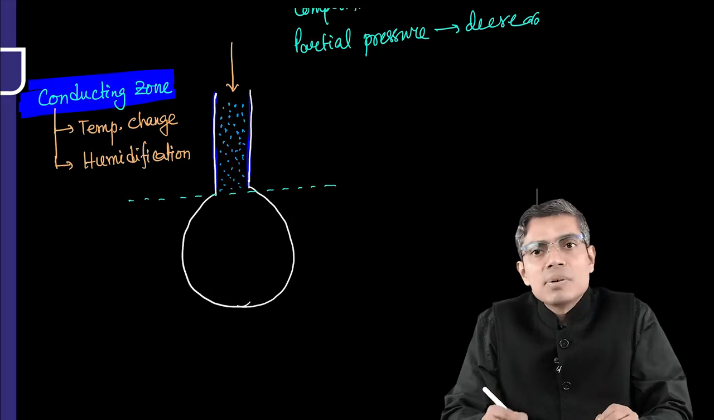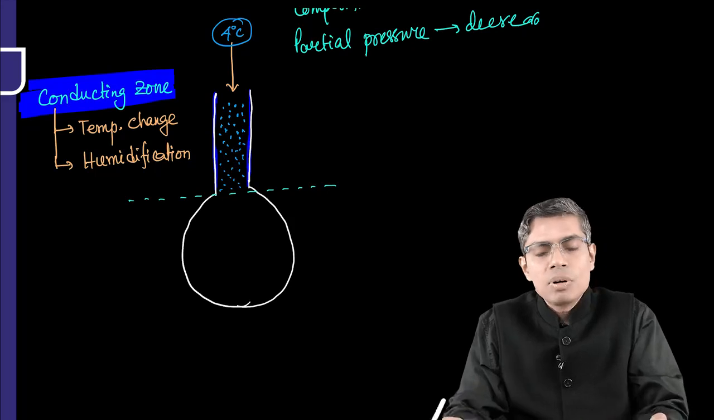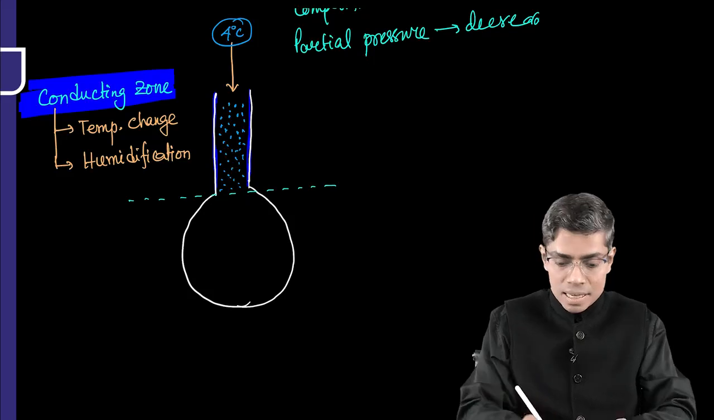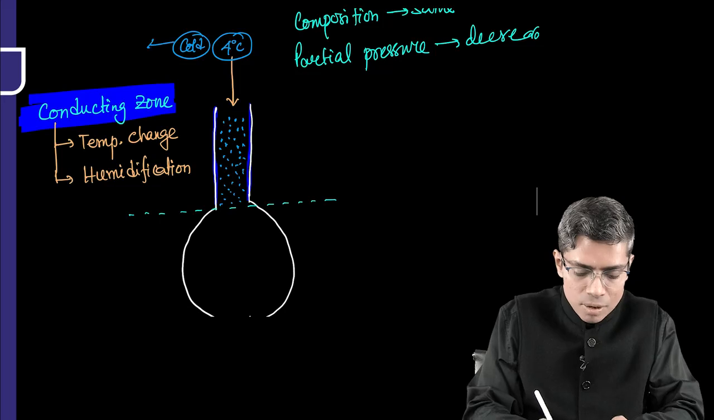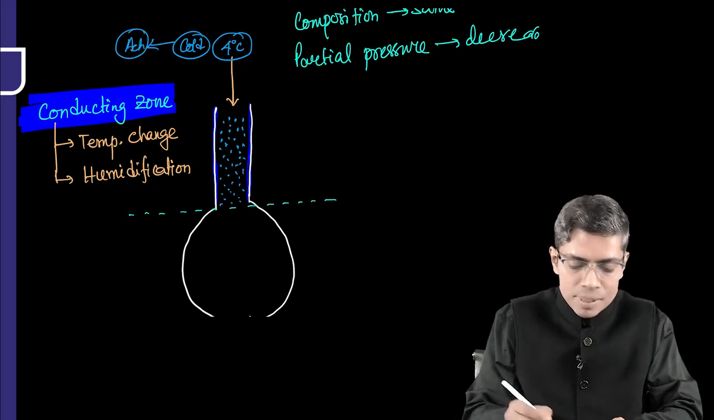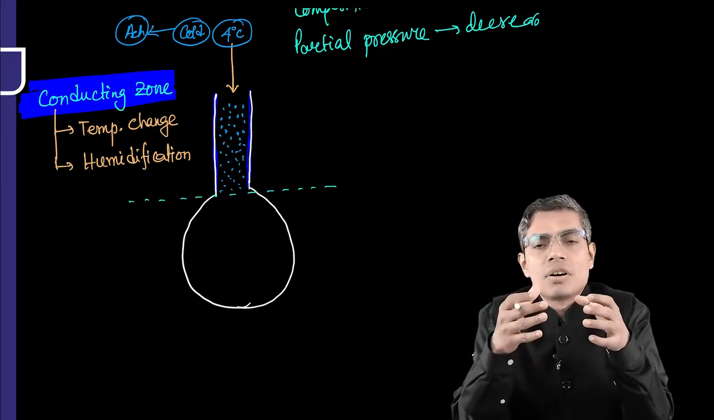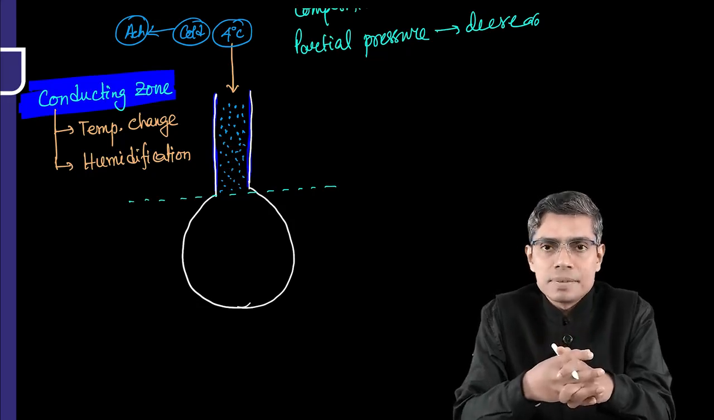Second thing, the change of temperature. Suppose the air that you are inhaling has a temperature of 4 degrees centigrade, outside is very cold, and you are inhaling cold air inside your lung. Cold is a stimulus for release of acetylcholine, and if there is release of acetylcholine at the level of bronchi and bronchioles, smooth muscle contraction will happen, and that will lead to bronchospasm, right?